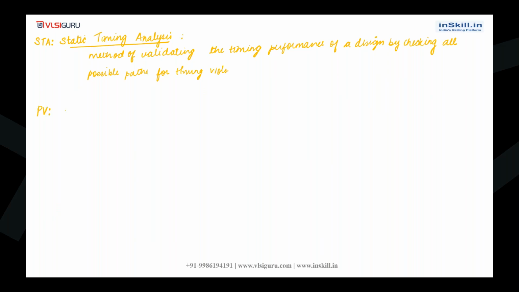Okay, and then we have PV. PV stands for physical verification. Physical verification is actually to verify the layout of the circuits.